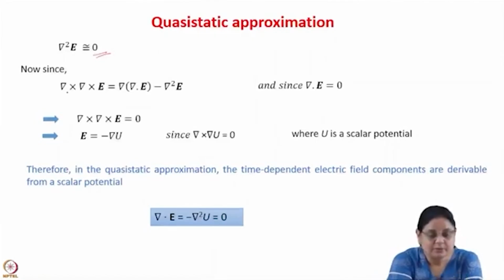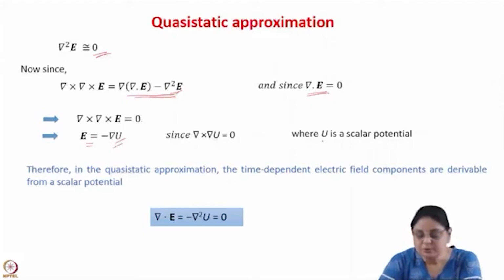Now we know that del cross E is equal to del of divergence E minus del square E. Now since it is a charge free region, divergence of E is equal to 0 and del square E is already equal to 0. So this term goes to 0. So we are left with curl of E is equal to 0. So this implies that E can be written as the gradient of a scalar. So we can write E is equal to minus del U, where U is a scalar potential.